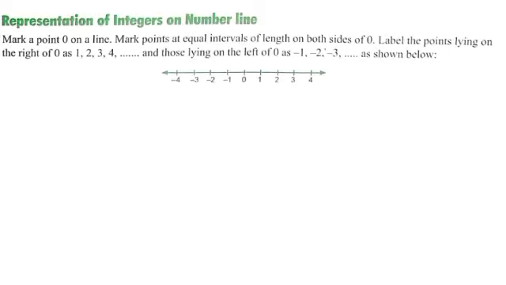The representation of integers on the number line: mark a point at 0 on a line, and mark points at equal intervals, as I said for the whole numbers and natural numbers, on both sides of 0.